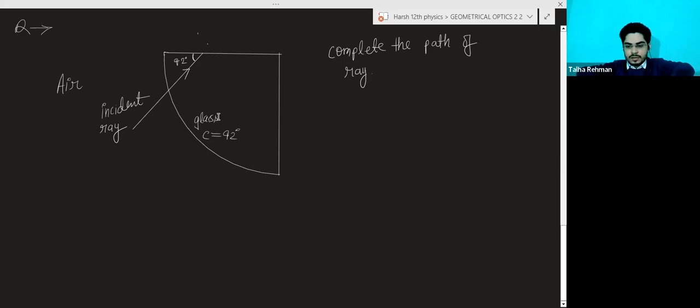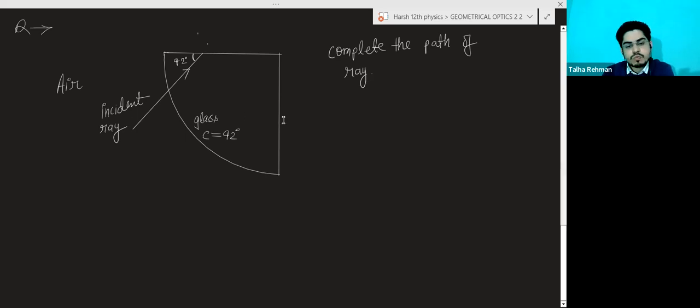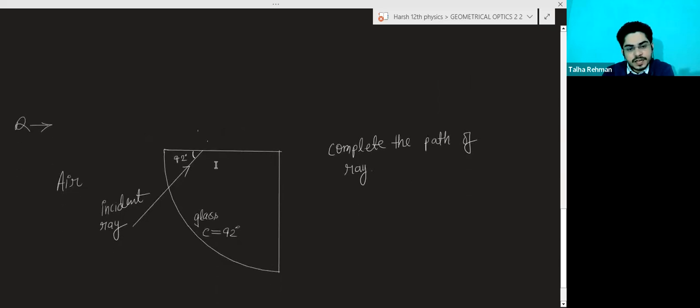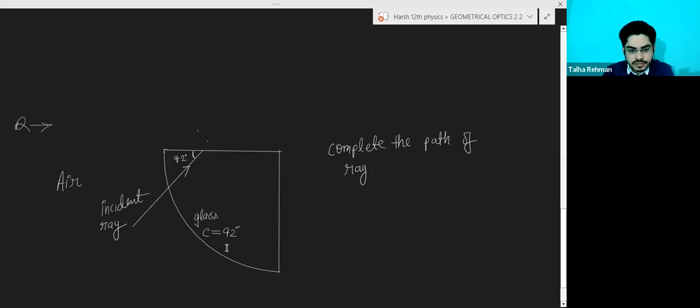And it is given that the critical angle for the air-glass interface is 42 degrees. This is given. You can say here, C is the critical angle, and this critical angle is given for the air and glass interface.